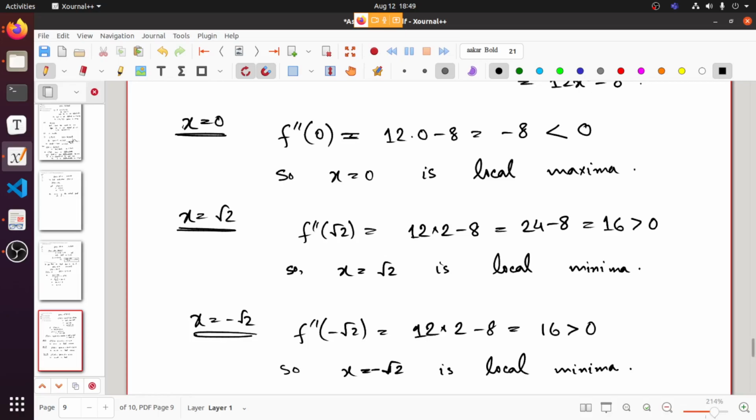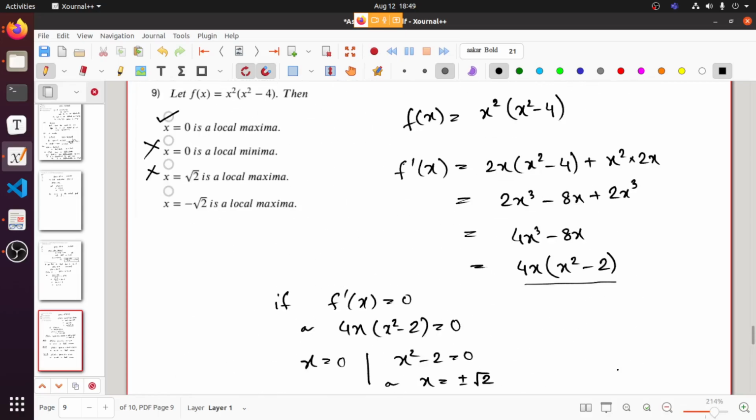Local minimum. So go to the option. X equals to minus root 2 is local maximum. This is again false. So we get only option A is correct. X equals to 0 is local maximum for f.